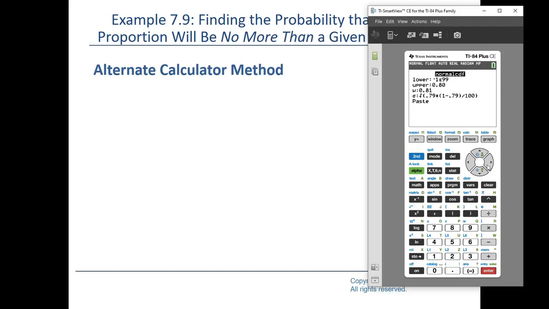And then again, this is where it's going to go that really crazy extra step here. This is going to be the square root of 0.81 times parentheses 1 minus 0.81 divided by, and don't forget to close the parentheses on that, and then divided by 100. And again, it's 100 because that is the size of our sample itself. Paste it in there. And again, we get our beautiful answer.